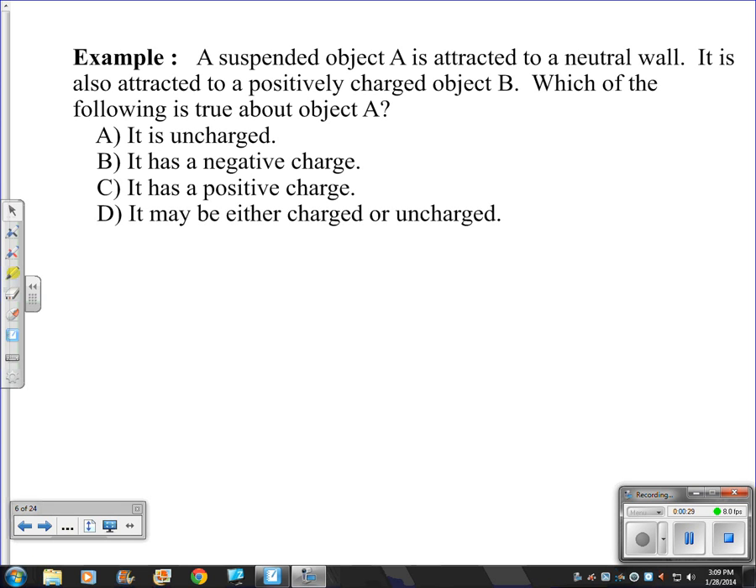Well, to be attracted to a neutral wall, we know that it must have charge. So D and A are out. And now we need to think about whether or not it has a positive or a negative charge. Since it's attracted to a positively charged object B, we're going to conclude that it has a negative charge. Incidentally, the suspended object attracted to the neutral wall would cause polarization inside the wall.